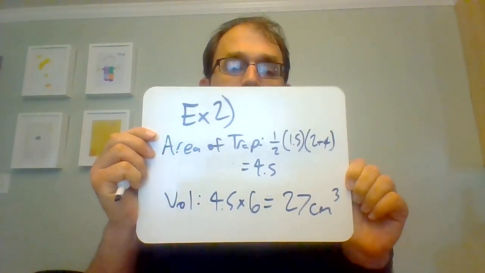So let me grab my calculator here. I'm going to have 6 times 1.5 divided by 2. So that area is going to be 4.5. Then I'm going to multiply it by the height. So the volume is going to be 4.5 times 6, which is 27 centimeters cubed. Okay. Good stuff. Any questions? Great.